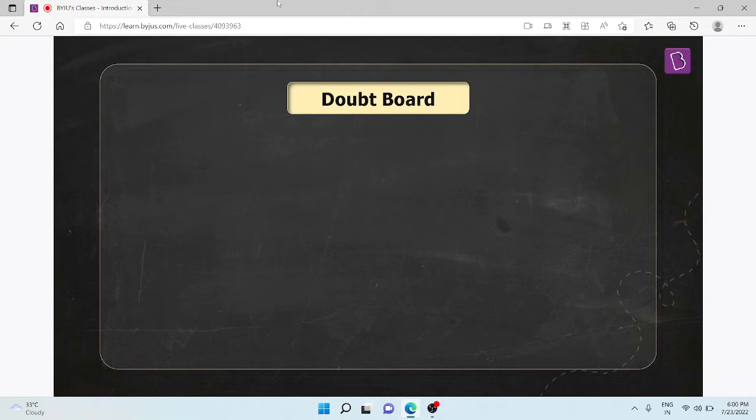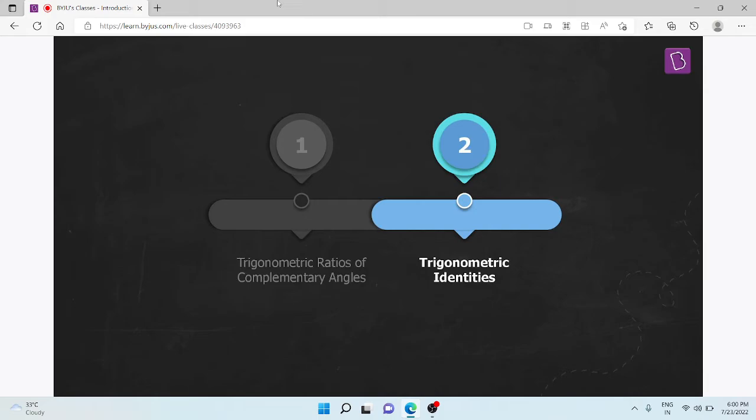Okay, so students, let's move on to our next topic of today's session then. The next topic is trigonometric identities. Students, 3 identities are there. First one is, anyone, what is the first identity? Anyone remembers? What is the first identity?